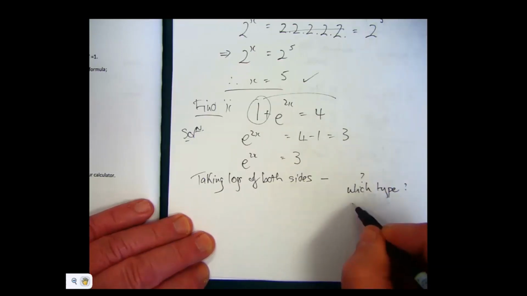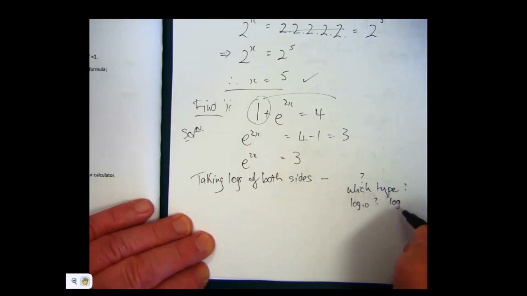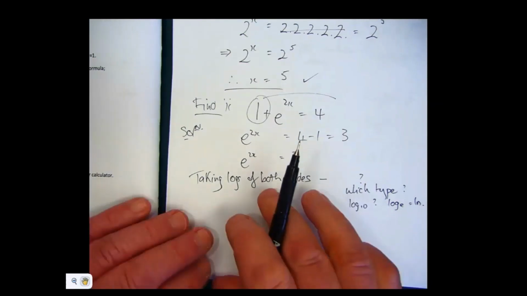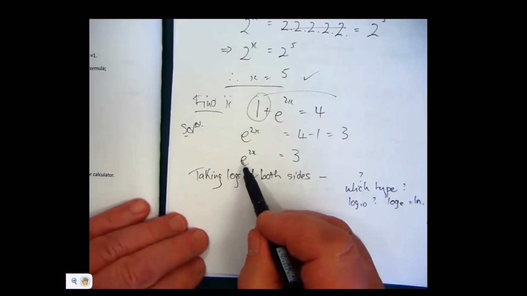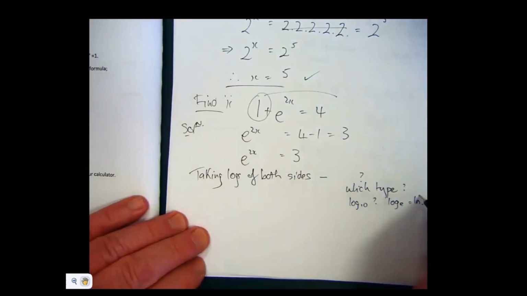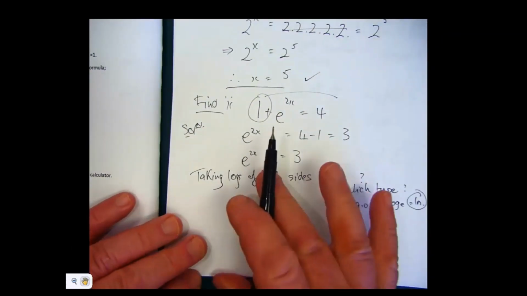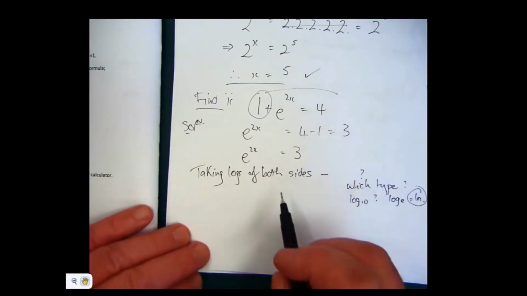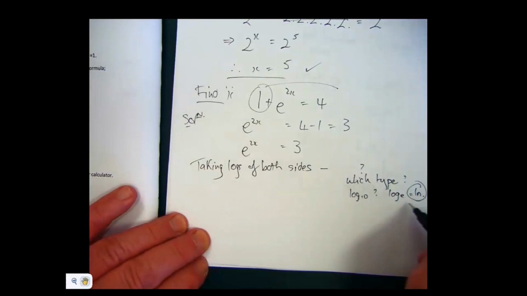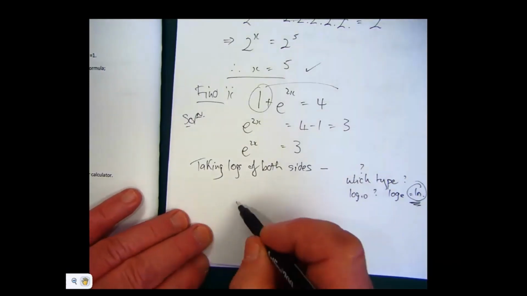In other words, is it log base 10 or is it log base e? In other words, ln. Well, convention normally suggests that if we're dealing with e, the exponential term, we'll use ln. It shouldn't really matter, because if you do the same to both sides, the equation is balanced. So, using this one, this is what we get.